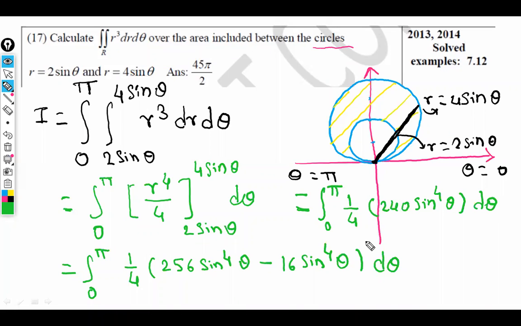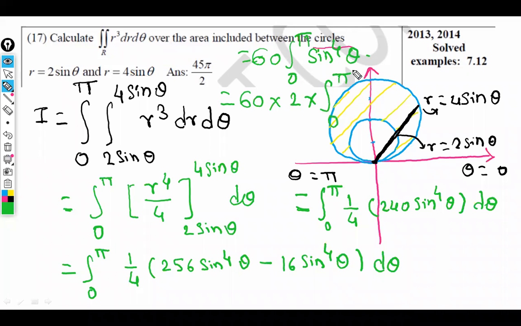Now this integral, again that will get cancelled, and you will observe, I will write it somewhere here, 60 times the integral from 0 to pi of sine raised to 4 theta. There is one property that the integral from 0 to pi can be written as 2 times the integral from 0 to pi by 2 of sine raised to 4 theta d theta. So indirectly, 60 times 2 is 120, giving 120 times the integral from 0 to pi by 2 of sine raised to 4 theta d theta.